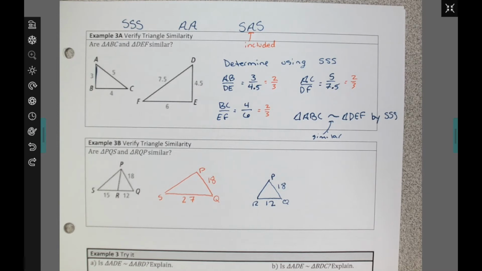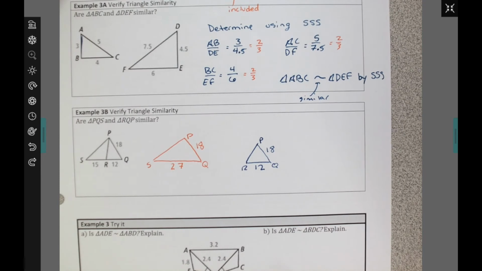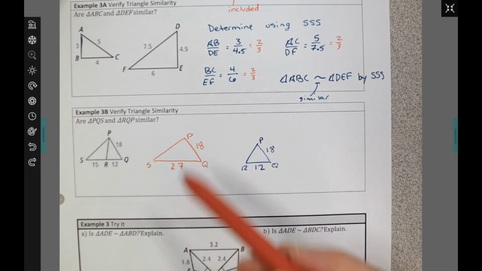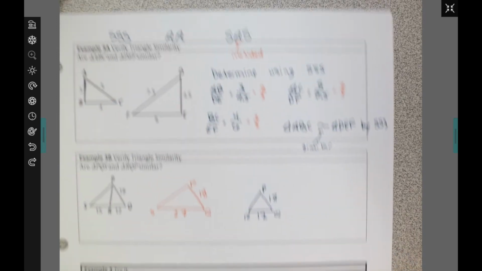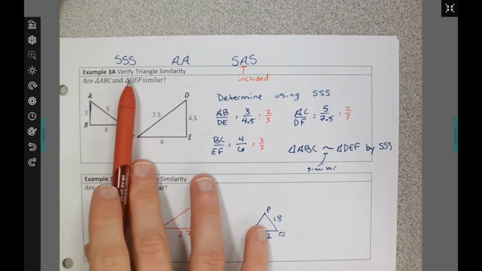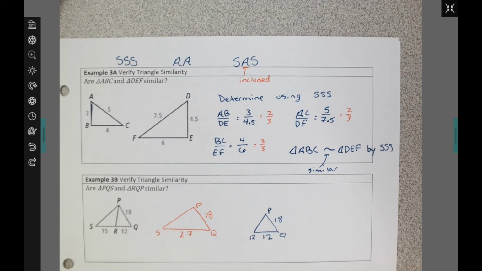Okay, with this, you have to look at the information they give you. The information they give me is that we just have two sides in each triangle. If we just have two sides in each triangle, we cannot use side, side, side. So that's out the door. Can't use side, side, side.